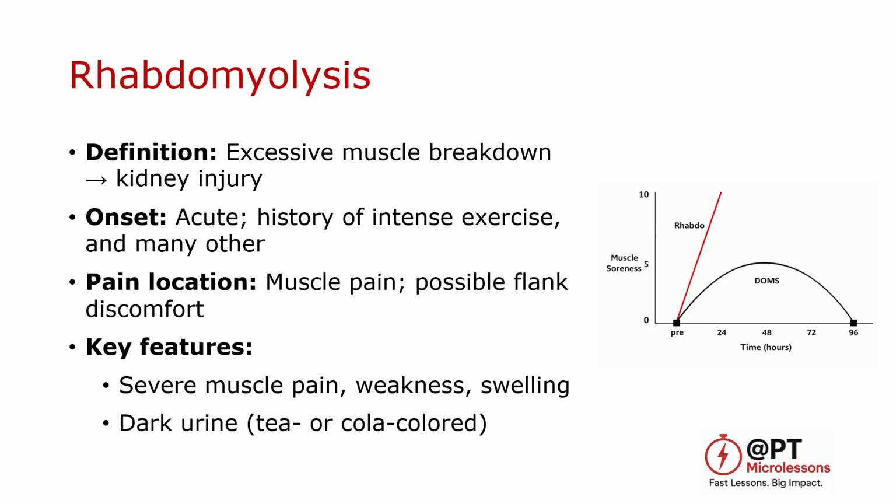Next, let's look at acute kidney injury related to rhabdomyolysis. This occurs when muscle breakdown releases substances that can damage the kidneys. Onset is acute, often following intense exercise, but there are numerous other causes like trauma or prolonged immobilization. Pain is typically in the muscles rather than isolated to the kidney. Key features include severe muscle pain, weakness, and dark-colored urine. Note that the muscle pain is immediate and progressively worse, as opposed to delayed onset muscle soreness or DOMS. This is an urgent referral requiring immediate evaluation due to the risk of kidney failure. The triad is muscle pain, weakness, and dark urine.